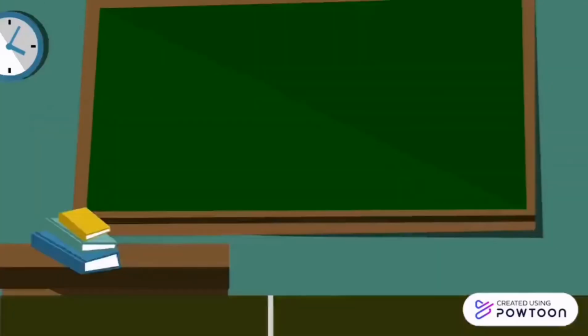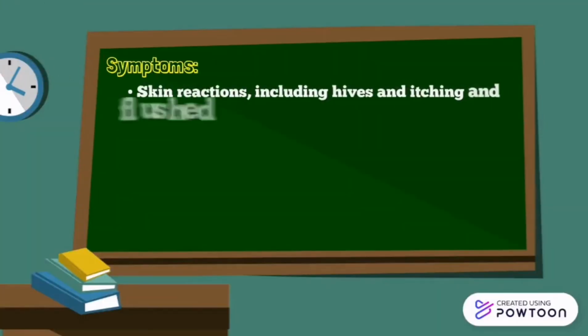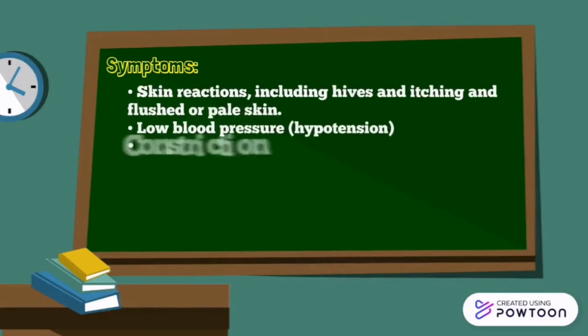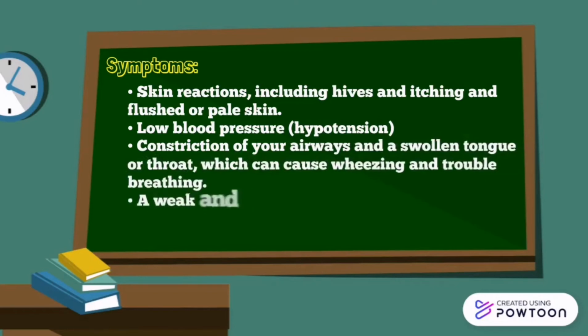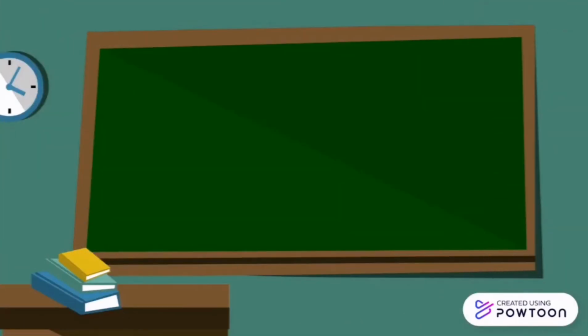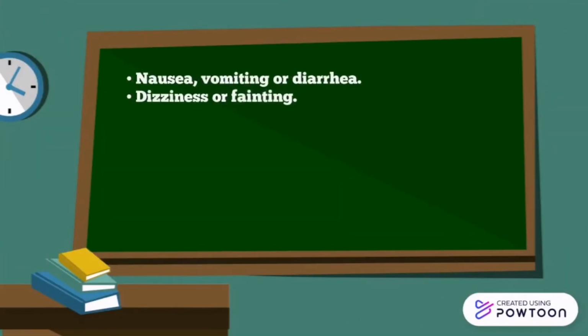How to treat anaphylactic shock. These are the symptoms: skin reaction, including hives and itching, and flushed or pale skin; low blood pressure; constriction of your airways and swollen tongue or throat, which can cause wheezing and trouble breathing; a weak and rapid pulse; nausea, vomiting or diarrhea; dizziness or fainting.